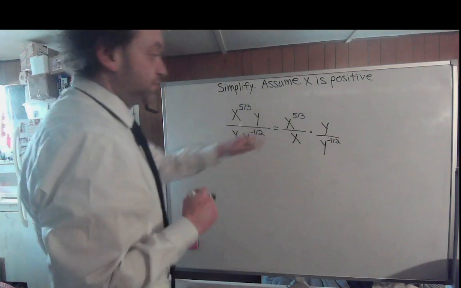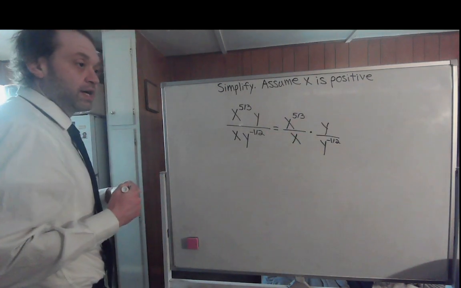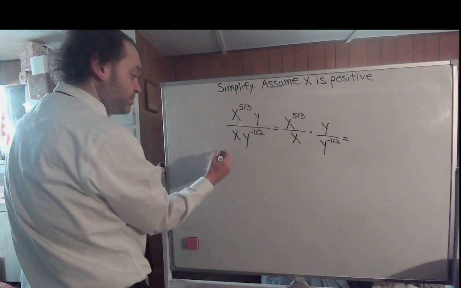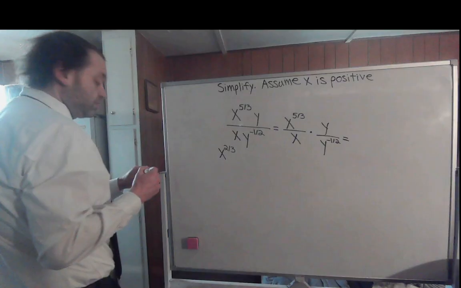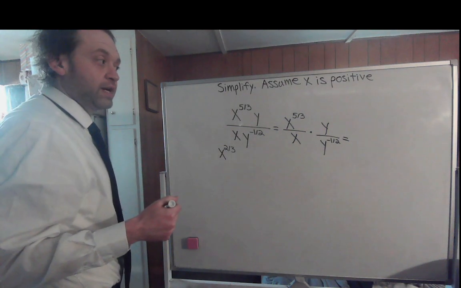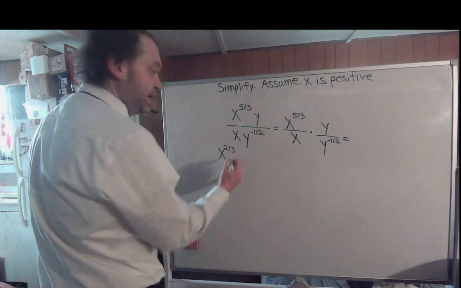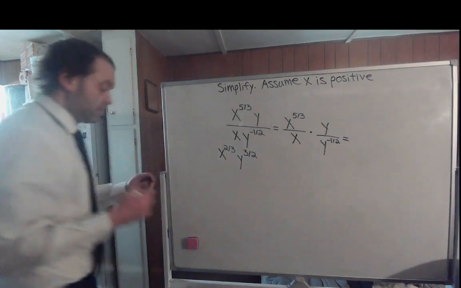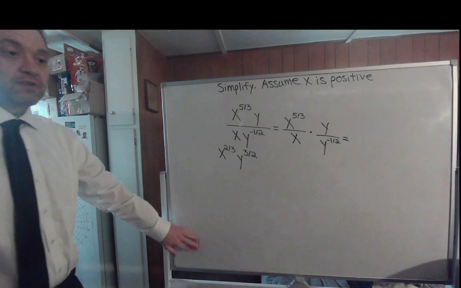Alright, so the first term, 5/3 is definitely greater than 1, right? If you subtract 1 from that, you would end up getting 2/3. You'll end up having x to the 2/3. Now, for your second term, 1 is definitely greater than -1/2, right? So if you take 1 minus -1/2, that'd be 1 plus 1/2, so you'd end up getting y to the 3/2. Okay, so you have x to the 2/3 times y to the 3/2.